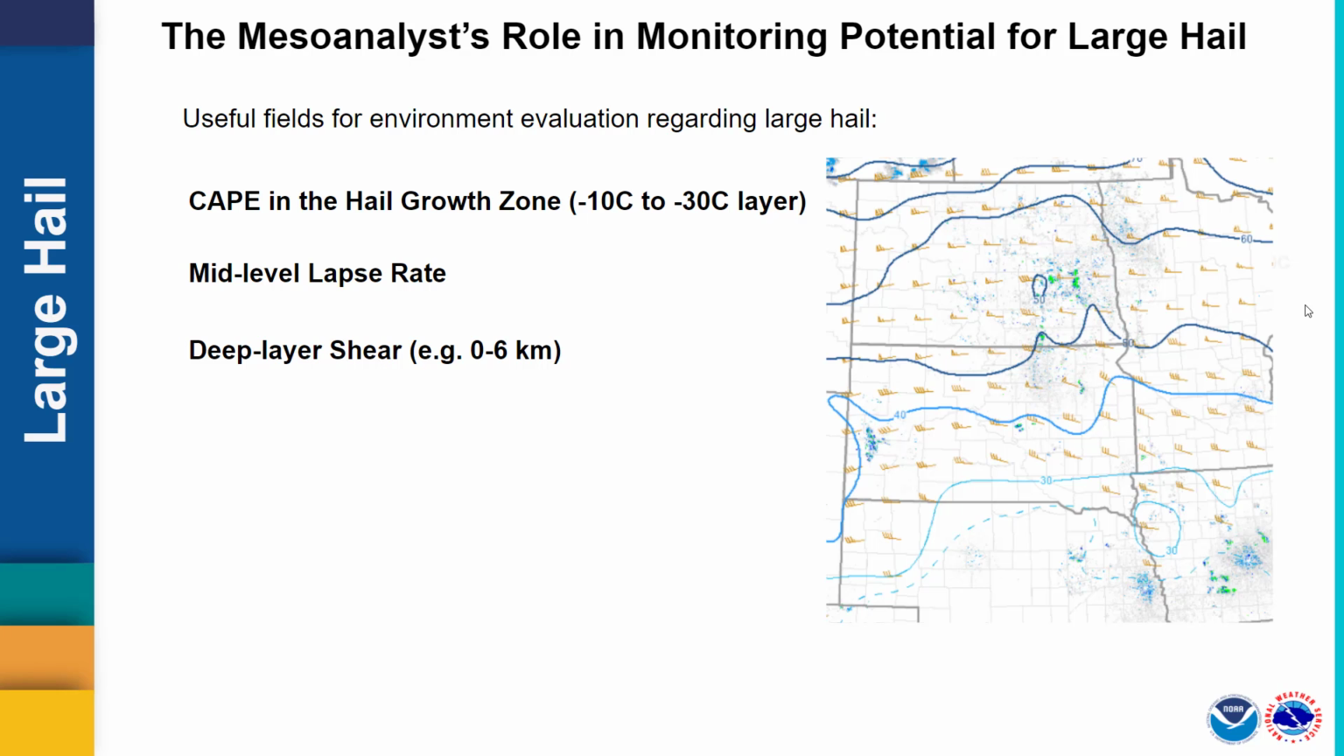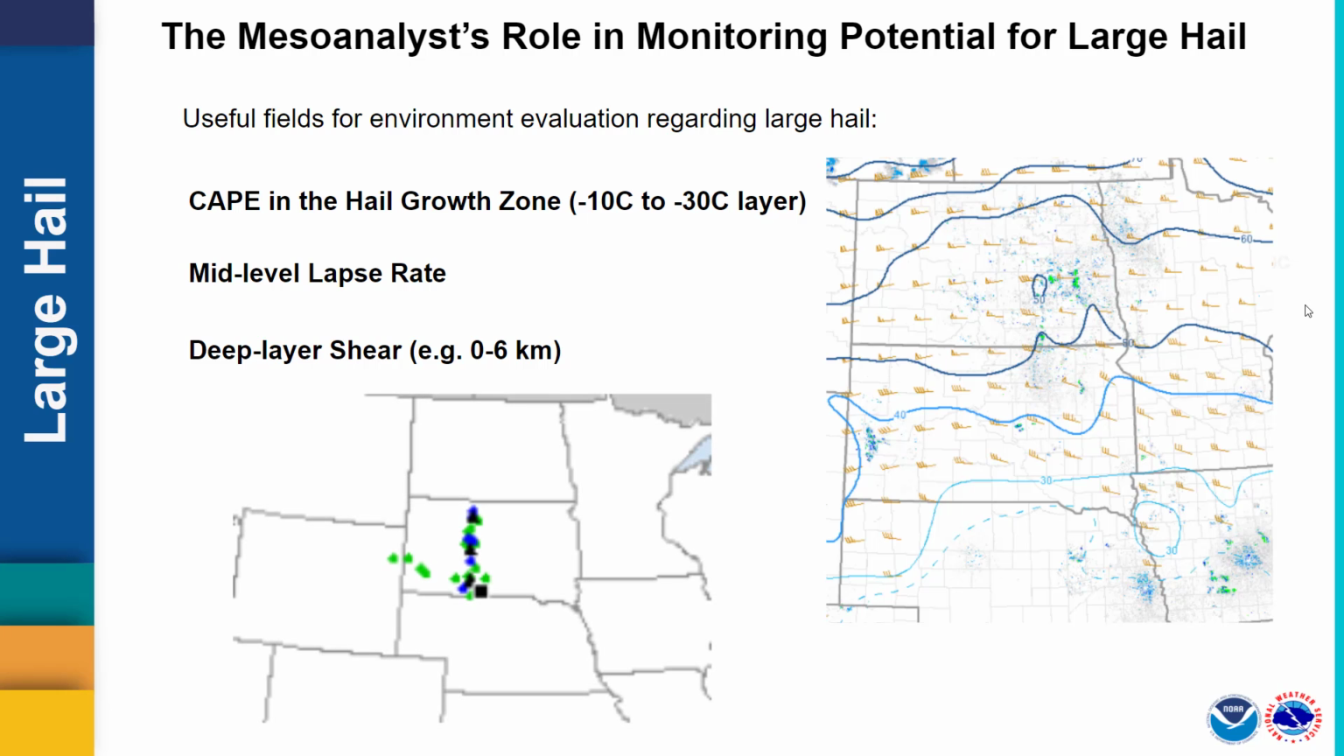You also look for lifting mechanisms to support convective initiation, of course. In this particular case example, that was focused over the central and western parts of South Dakota, where we had severe storms develop that produced very large hail, along with damaging winds.